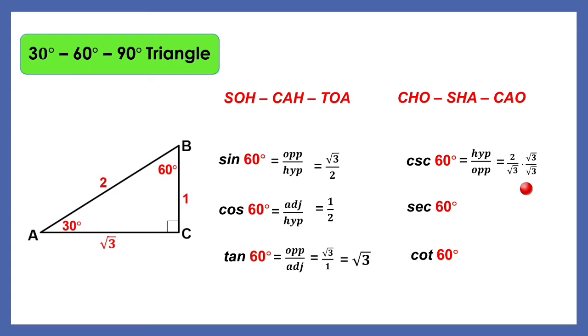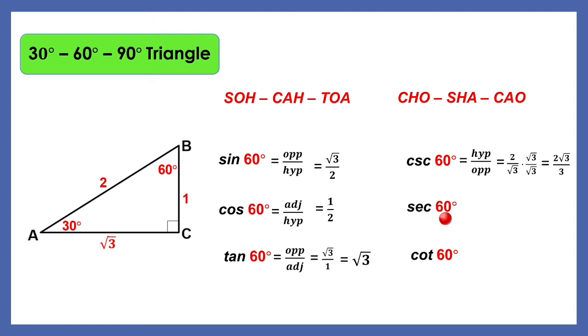Then, let's perform the operation. 2 times square root of 3 is 2 square root of 3. Square root of 3 times square root of 3 is square root of 9 or 3. Therefore, the ratio is 2 square root of 3 over 3.